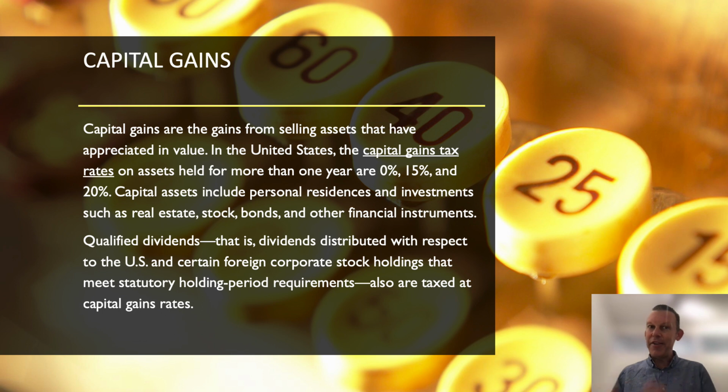Capital gains, on the other hand, are income that is realized from selling assets that have appreciated in value. So if you bought your home 20 years ago for $100,000 and you sell it today for $500,000, that would create $400,000 of capital gain income. In the United States, you'll note that these are taxed at a rate ranging from 0% to 20%. It's much more complicated than that, but you'll notice that those rates are much lower than the taxes from ordinary income.